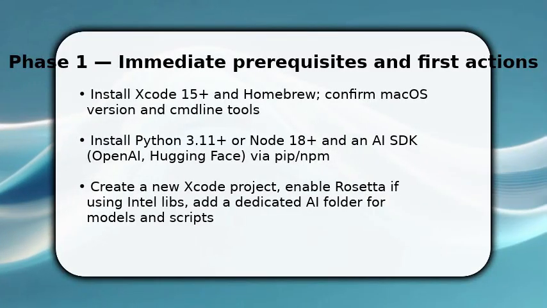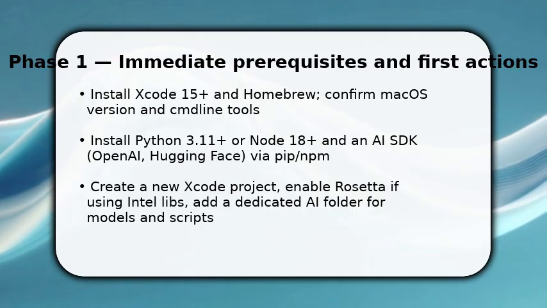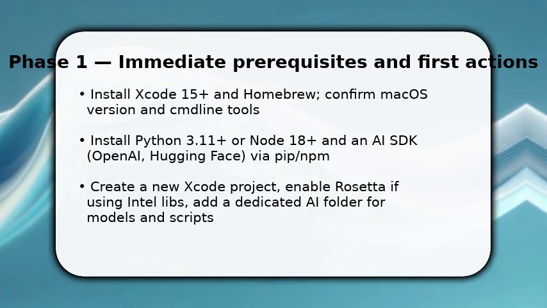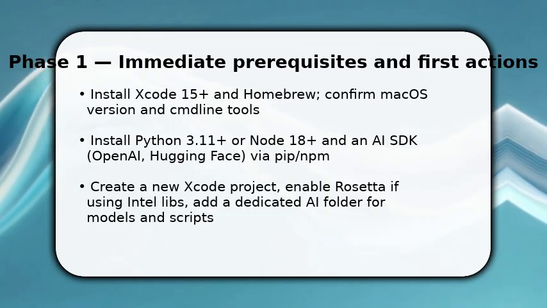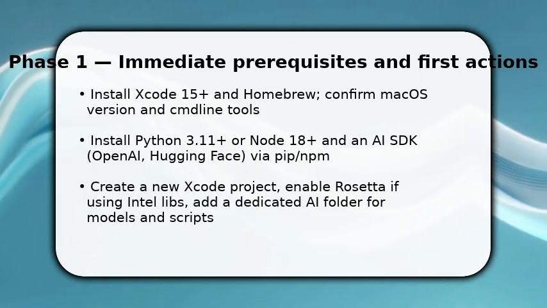You start by preparing the environment. Install Xcode 15+, Homebrew, and command line tools so builds run reliably. Once done, install Python 3.11 or Node 18 and an AI SDK. This lets you call models from your code.